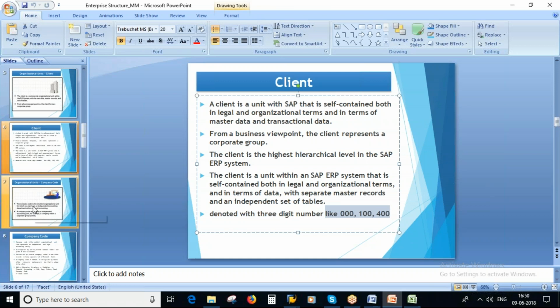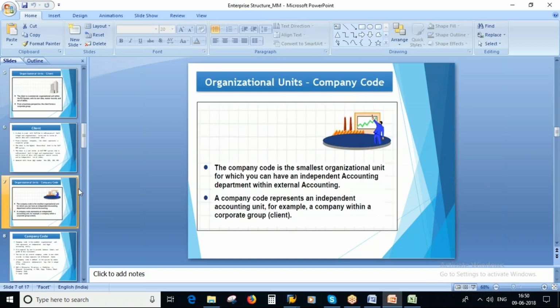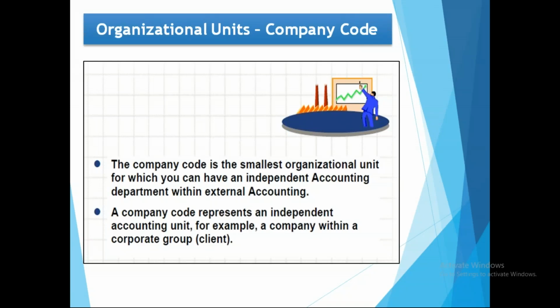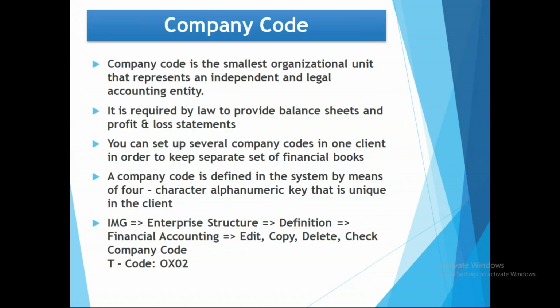Now after the client, you will have the company code. What is the company code? The company code is the smallest organizational unit for which you can have an independent accounting department within external accounting. So company code is nothing but an independent accounting unit. A company code represents an independent accounting unit in a company within a corporate group. That means it is under the client.